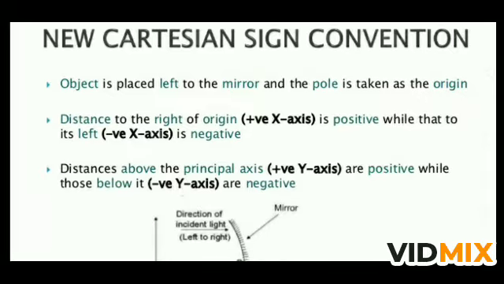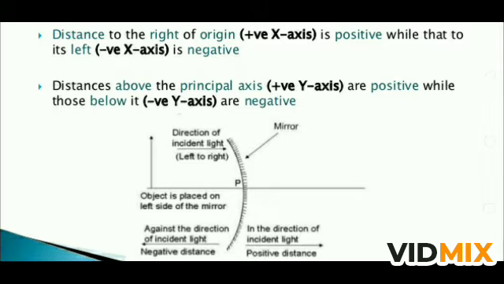If you see this diagram, this is a concave mirror, and the object is here. The object lies on the principal axis on the left side of the mirror, and the light always comes from the object. You remember this thing. So the direction of incident light is from left to right, and the distances are measured from the pole. All the distances we measure from the pole.